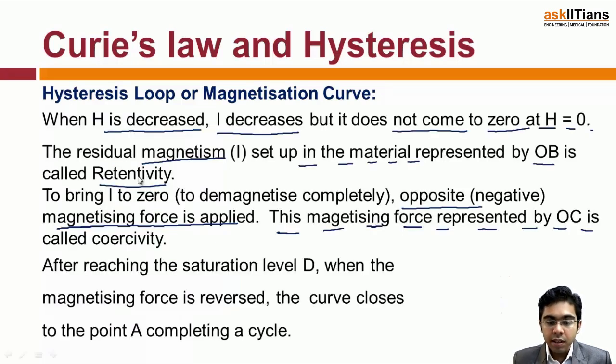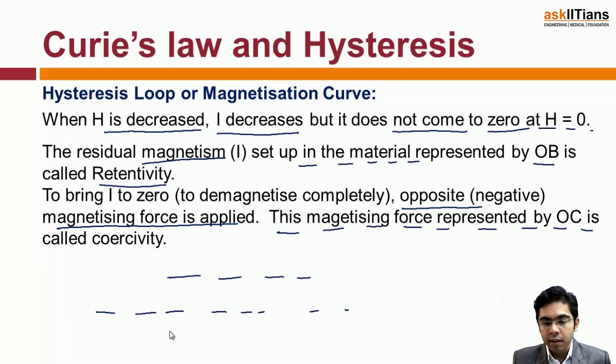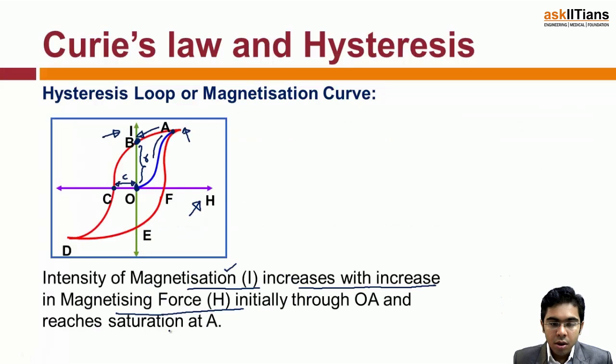So after reaching the saturation level D, when the magnetizing force is reversed, the curve closes to point A, completing a cycle, something like this. When it reaches saturation, after that we are again reversing the direction of H. So what are we going to get? It goes something like this and reaches A by completing the curve. This is exactly your hysteresis loop.